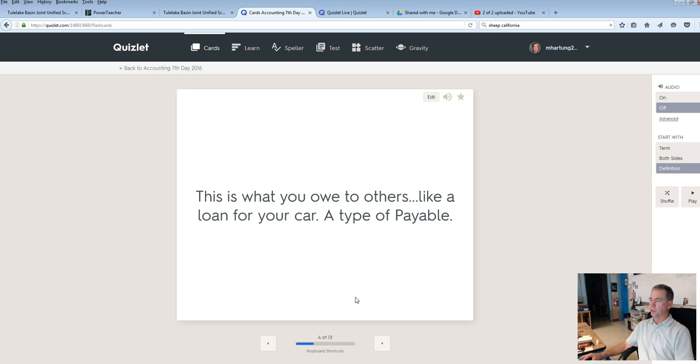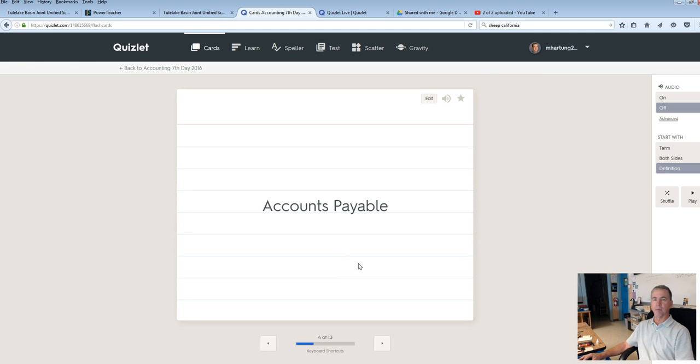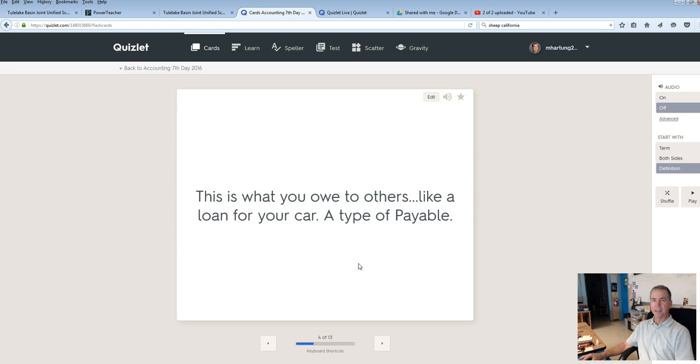This is what you owe to others, like a loan for a car, a type of payable. I put a hint in there. So generally, we refer to this as accounts payable, very common account that we'll be using throughout our accounting study. Accounts payable is when you owe money to somebody else.